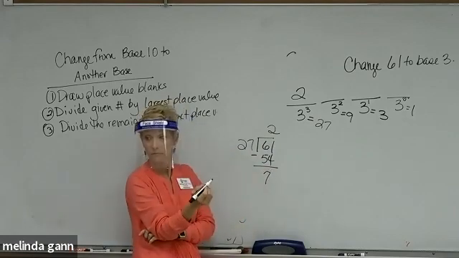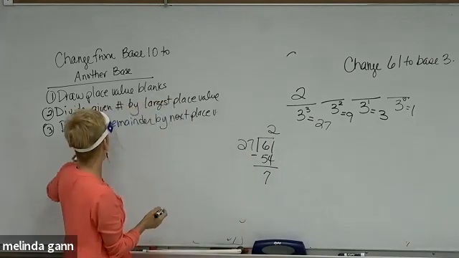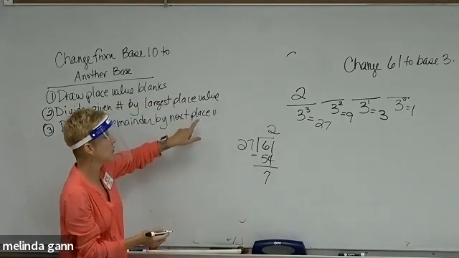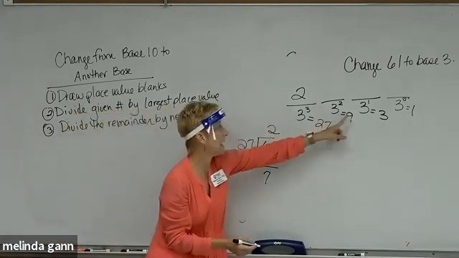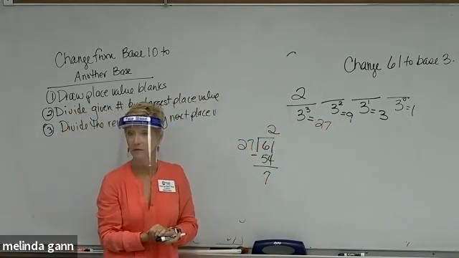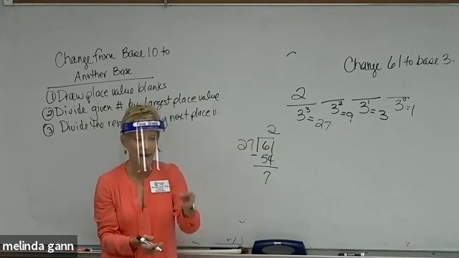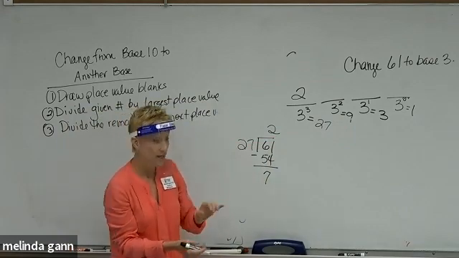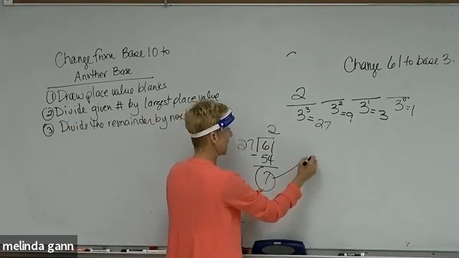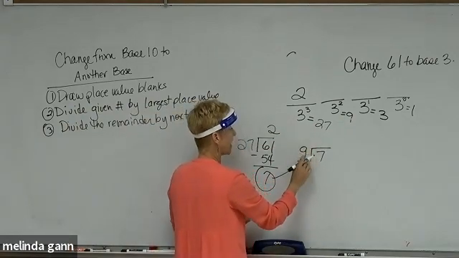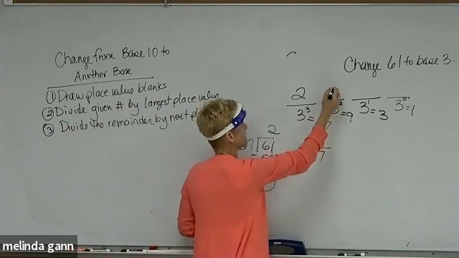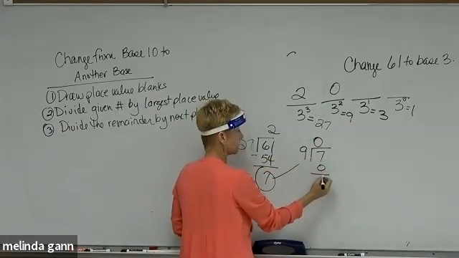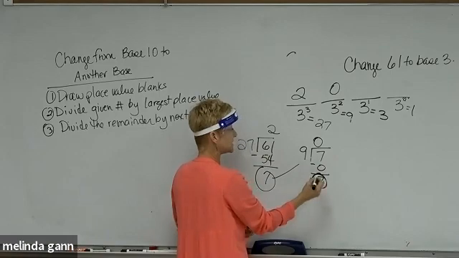Now, I've used up 54, which leaves me how many to work with? 7. Now look what it says. Divide the remainder by the next what? Place value. How many 9s can you pull out of 7? Now, it's not big divided by small. Is everybody with me? You're dividing the remainder by the place value. Would you tell me how many 9s can I pull out of 7? None. So I've still got 7 to work with.